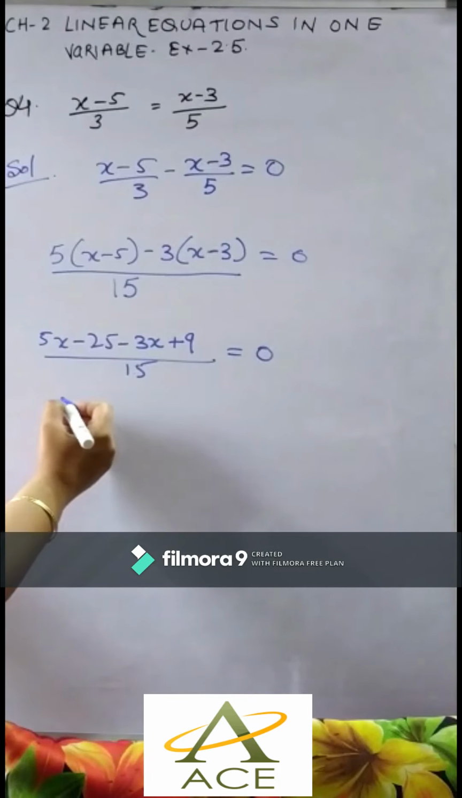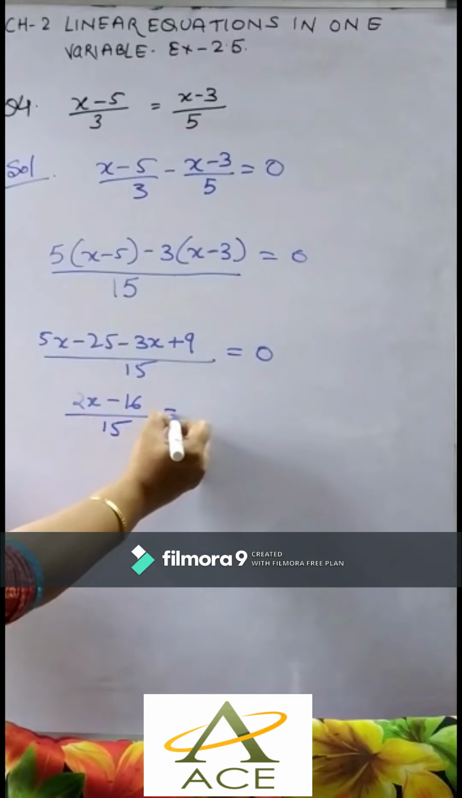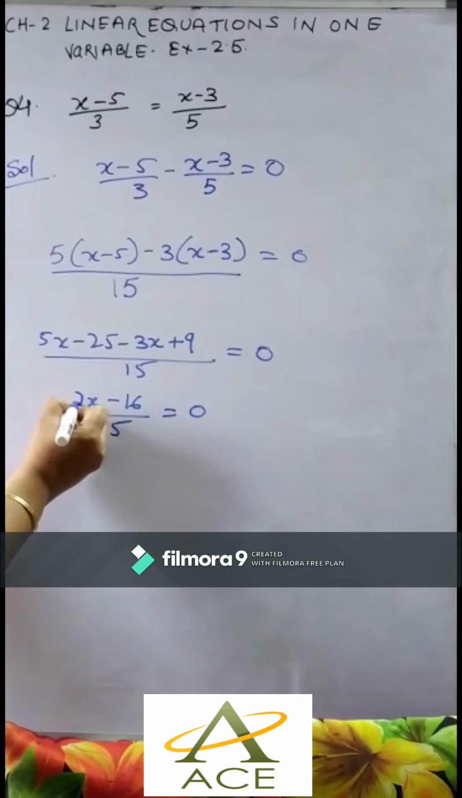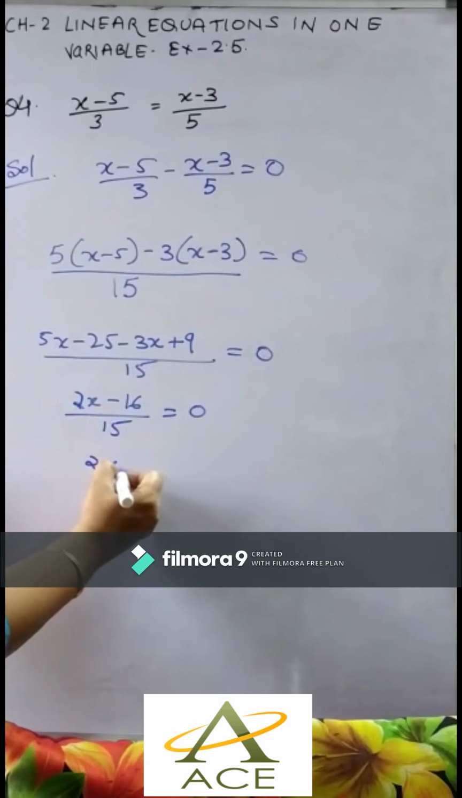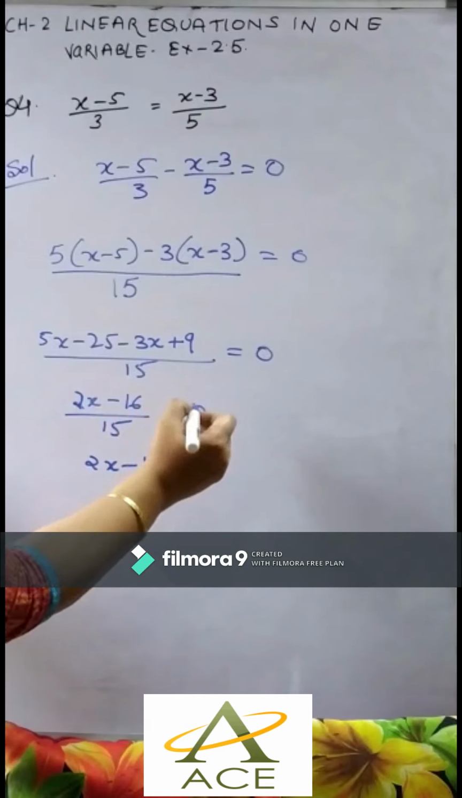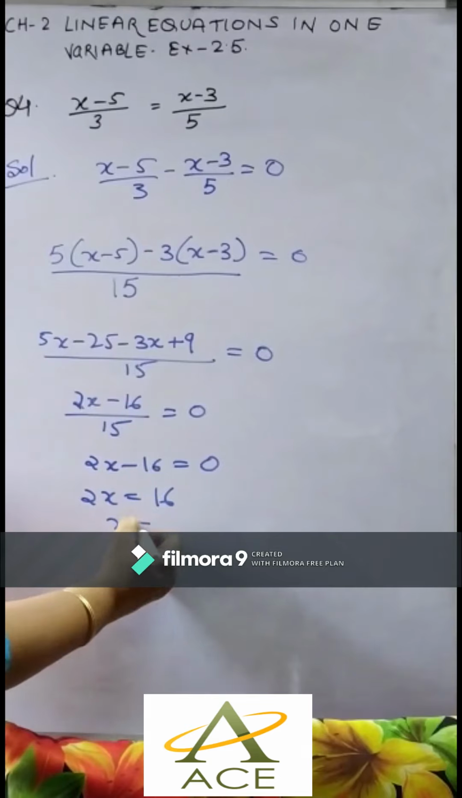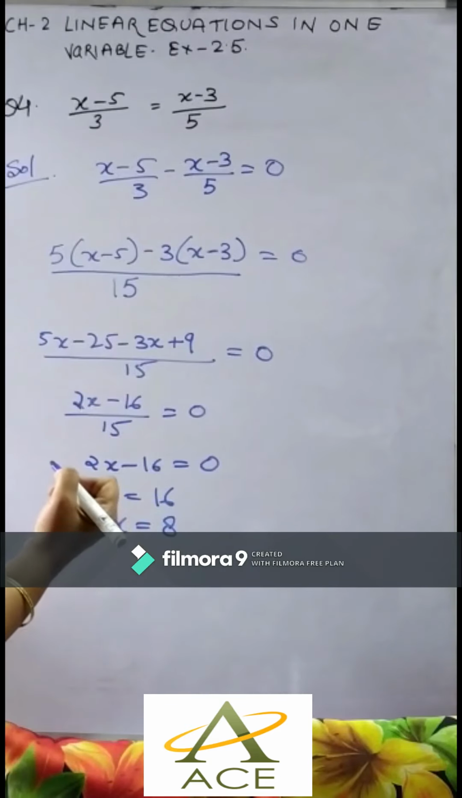Now 2x minus 16 upon 15 is equal to 0. 2x minus 16 is equal to 0. We multiply 15 by 0, it will come as 0. 2x is equal to 16 and x is equal to 8. Now we will take question number 5.